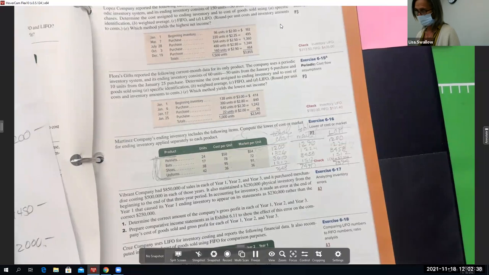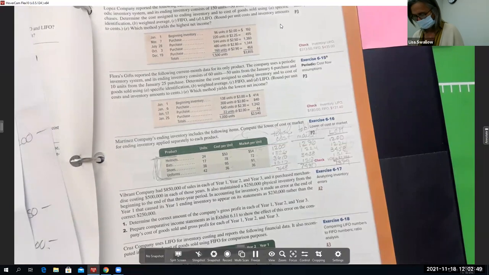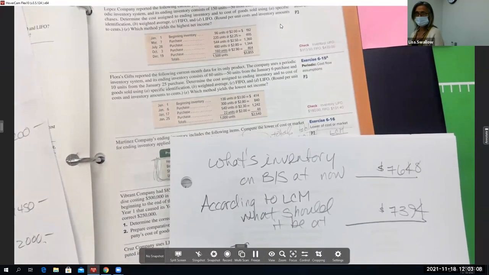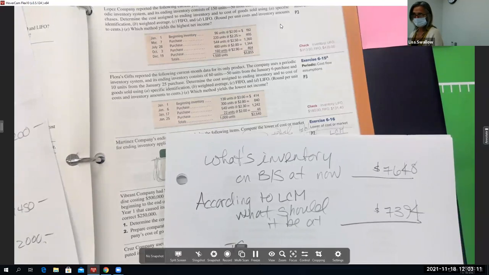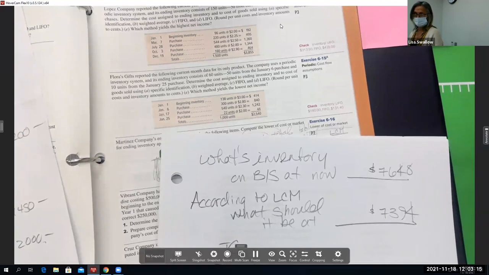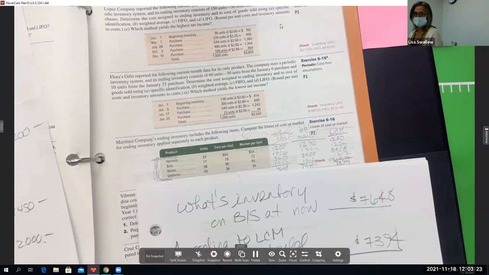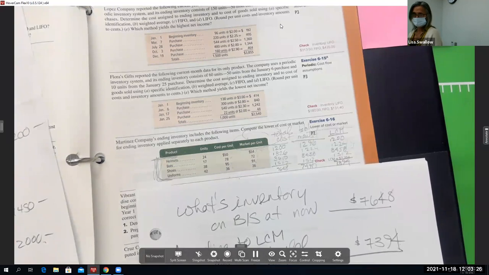There are your numbers. Here's the top two answers. It's on your books right now, what you paid for it. And now I'm at the end of the period. I added up the lower of cost or market column. That's what it's got to be on my books at.